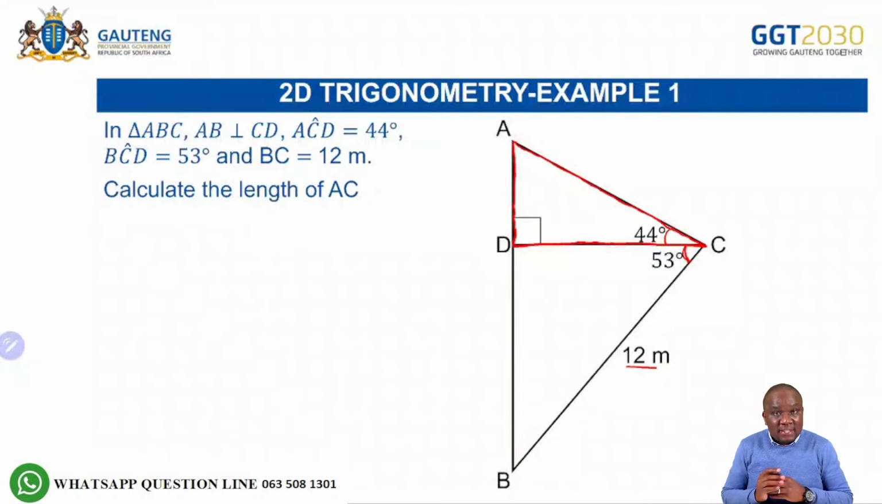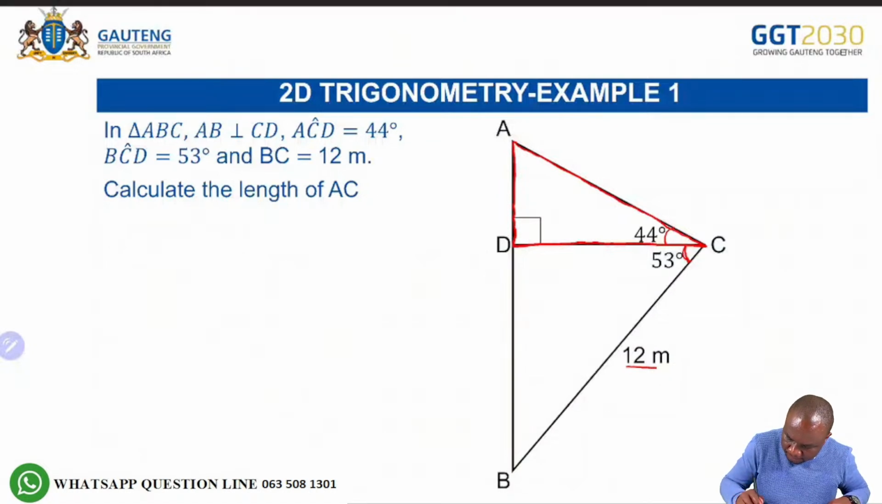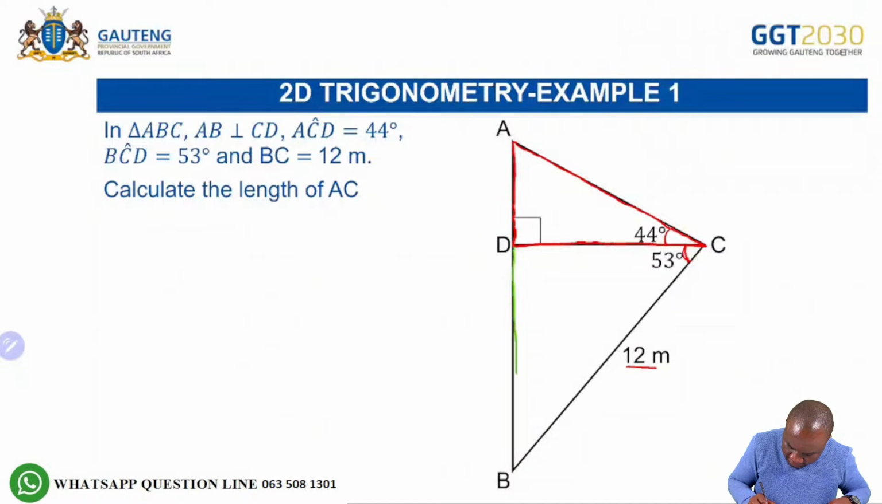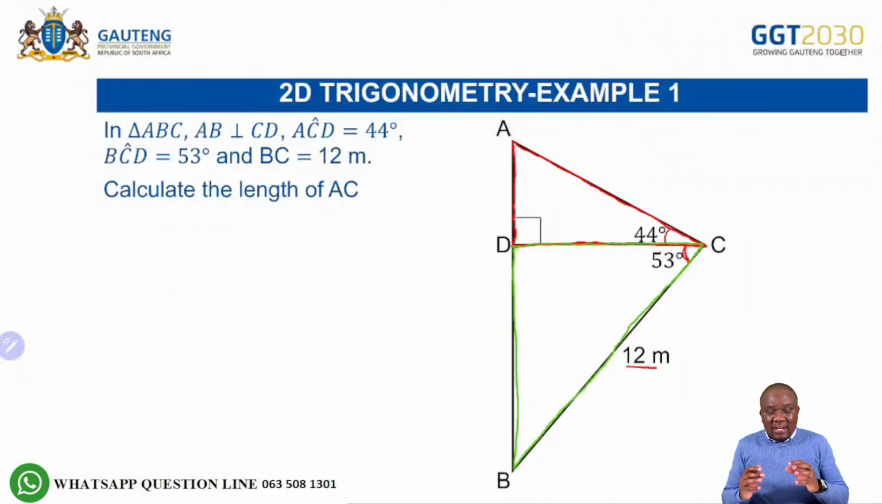So it means we can have another side here. And then which side can we get? We can get DC from triangle DBC. This is triangle DBC. So using triangle DBC, we can get DC. And then after getting DC, we can use DC and this angle to get what? To get our AC. Okay, do you see that? So now let's start by finding the size or the length of DC.